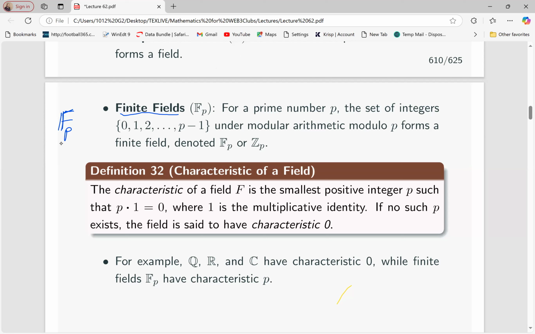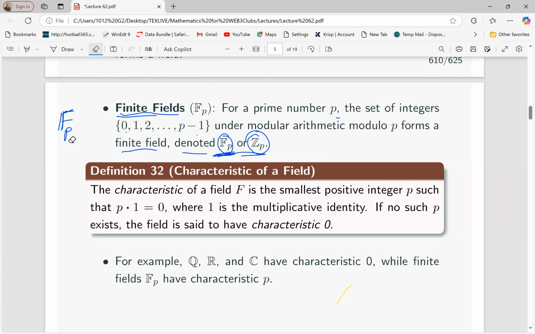So we then get a finite field. We are saying that for a prime number p, the set of integers 0 up to p minus 1 under modular arithmetic forms a finite field. We can denote it this way, or this way, but most people prefer this. It's the same thing: just the set of integers mod p. Good. That's what we call a finite field.